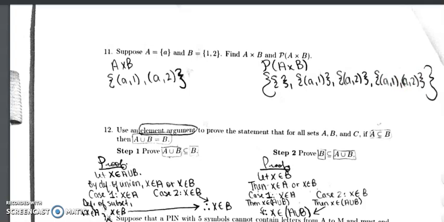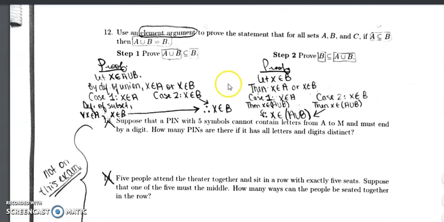And in the last problem, number 12, we must use the element argument to prove this statement, A union B is equal to B. So as I break down here, step 1 and step 2. How do we prove two sets are equal when they are subsets of each other? There will be two steps: A union B is a subset of B, and B is a subset of A union B.